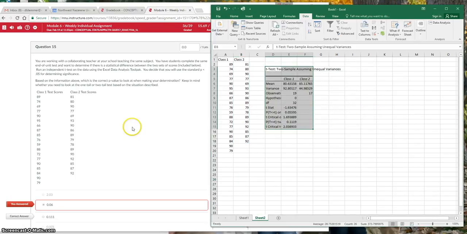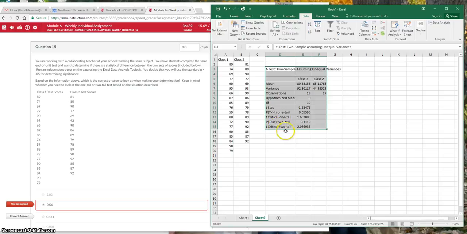And again, as we look at this now, in this case, the hypothesis did not tell us whether it was greater than or less than, but it just said that there would be a statistical difference here. So that would mean it would be a two-tailed test. So looking at the two-tailed test here, the p-value for a two-tail would be 0.1119, or actually 0.112 in a sense, but here would be the correct answer of 0.111. So anyway, hopefully that helps give you the answers to those two questions.